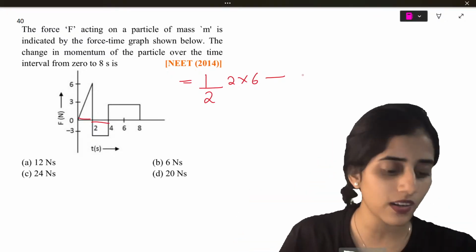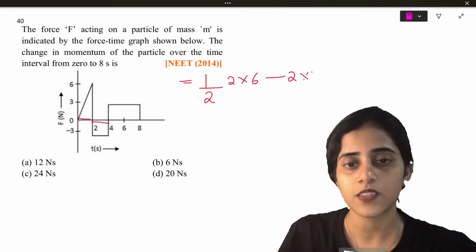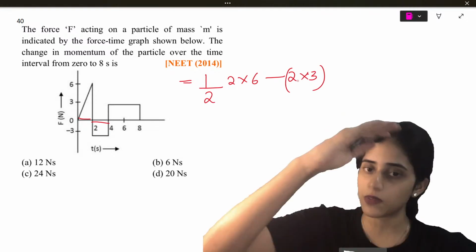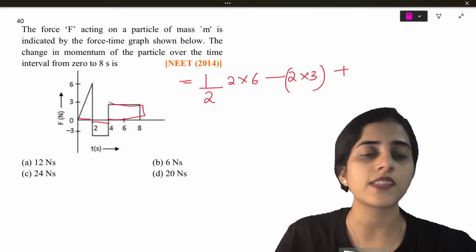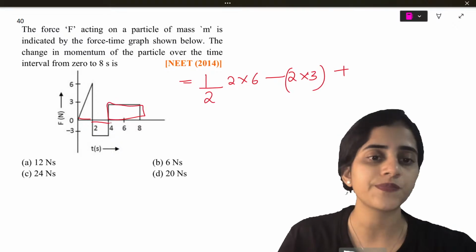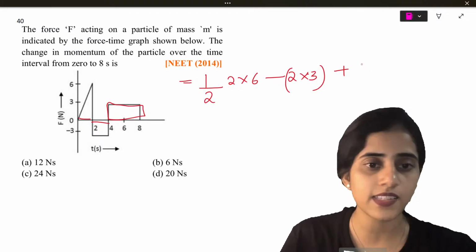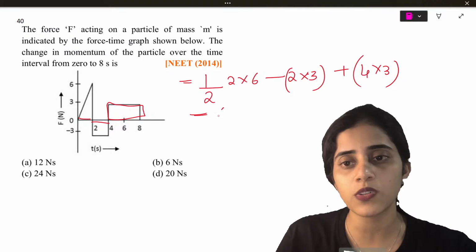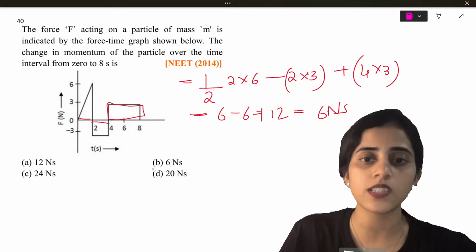Minus. Why minus? Because it's in the negative coordinate. Minus square is how much? 2 into 3. Negative sign only is, it's only because it is in the negative coordinate. Plus. What is this? 3 into 8 minus 4 is 4. So 4 into 3. Quickly do the math. 6 minus 6 plus 12 is going to be 6 Newton second.